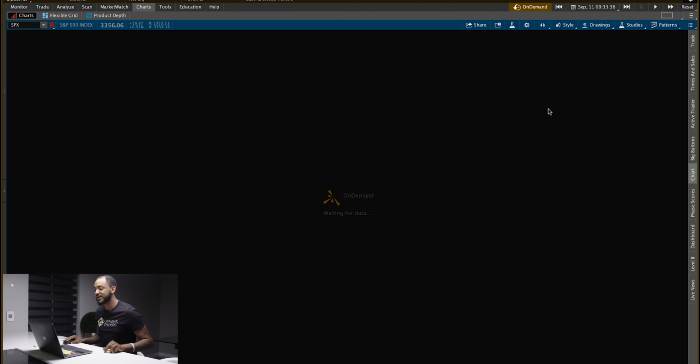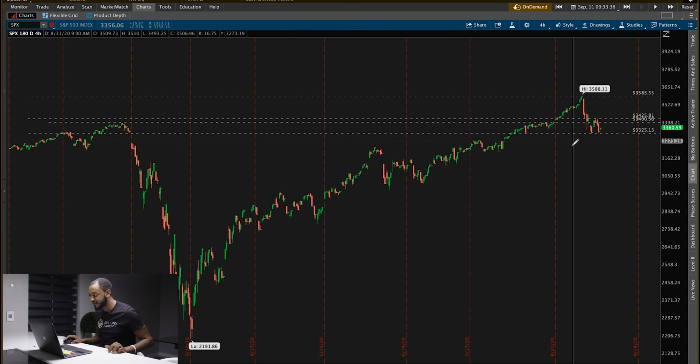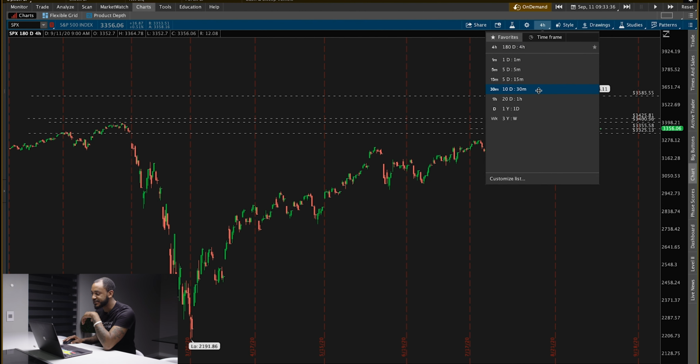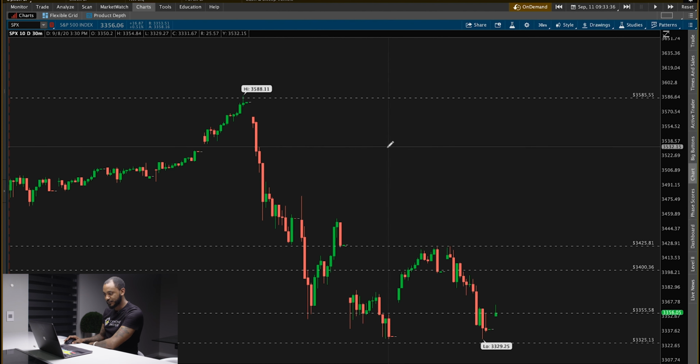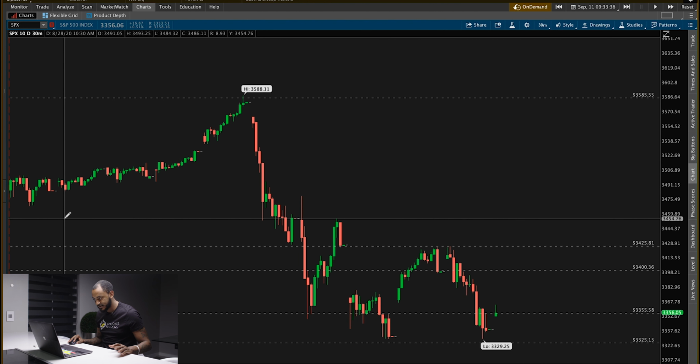So we'll go from that to about a 180-day, 4-hour chart. And once again, we're gonna do the same thing. We're just gonna plot any levels of support or resistance that we may be able to find. Moving a little bit closer. So now we'll move to the 10-day, 30-minute. And once again, we wanna do exactly the same thing. Just looking for levels here.